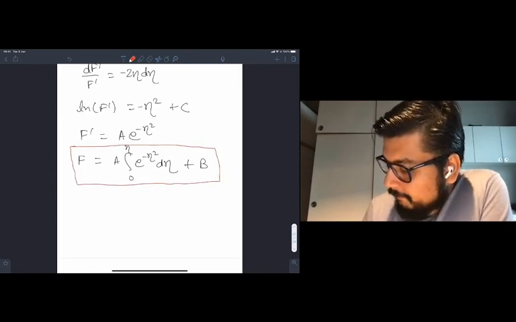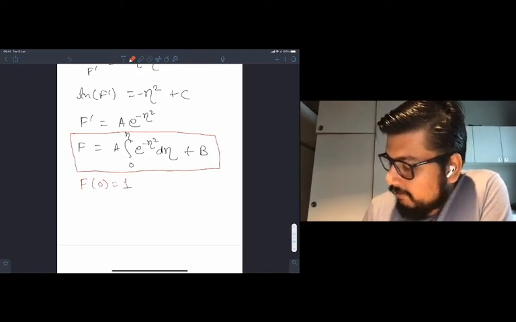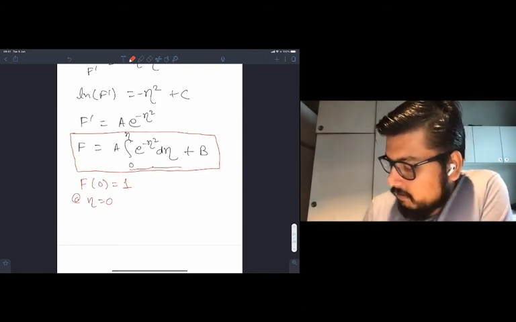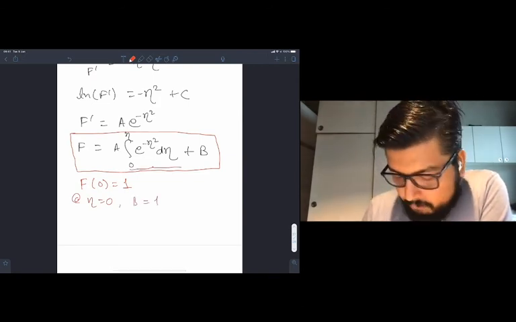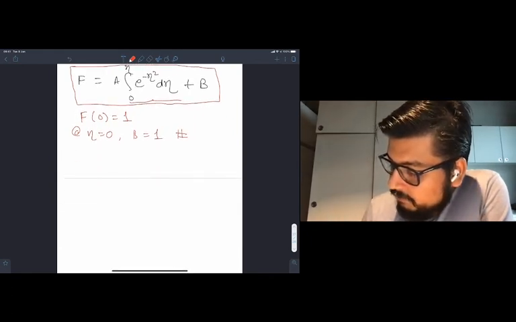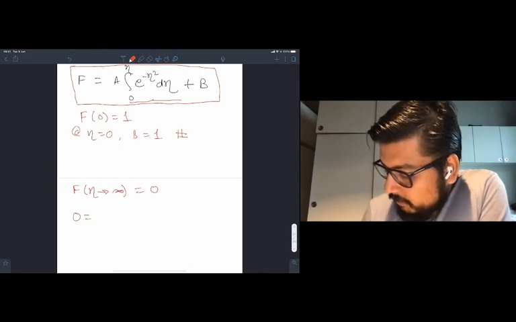So as we know, the first boundary condition reads that f at eta equal to 0 is 1. So at eta equal to 0, of course, this integral will be 0. So we get b is equal to 1. Next, we see that f at eta tends to infinity is 0. So we get 0 equals a times integration 0 to infinity e to the power minus eta square d eta plus 1.